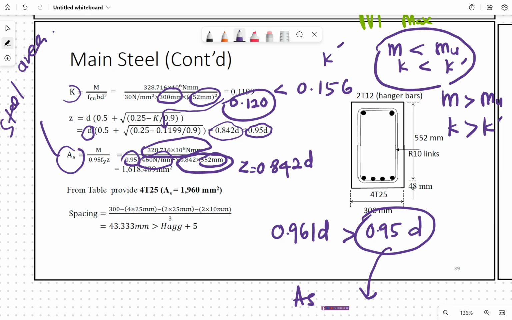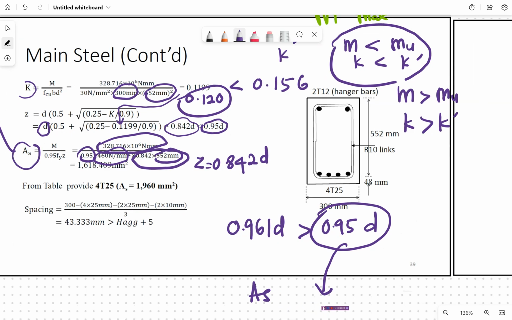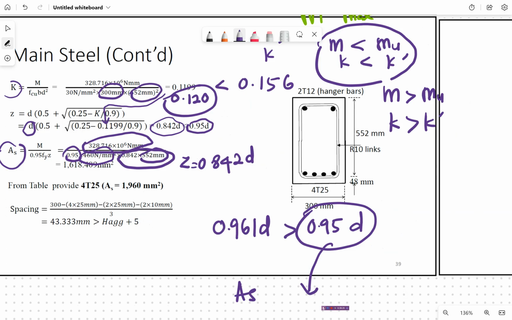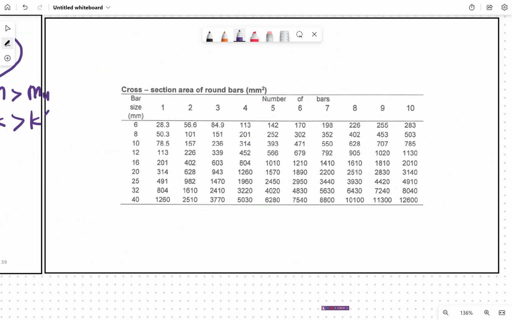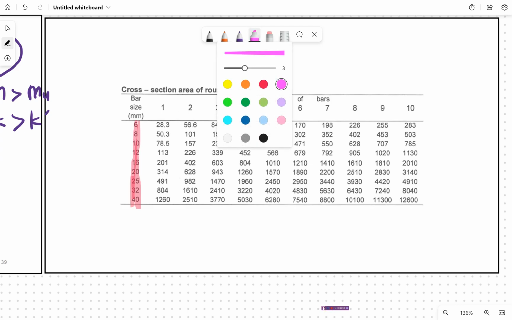dapatkan number of bar, size dia apa, dan kena sketch sampai habislah. Okay, so kita tahu the diameter that we have to use for the main reinforcement is 25. Therefore, we will refer to this cross section area of round bars. Okay, ini adalah standard size for shear, for the reinforcement. Ini adalah standard, keluar dari factory macam ini. Tak kisahlah mild steel ataupun high tensile steel. Okay, so bila kita tahu 25, so kita highlight 25 lah. Which one kita nak pakai?